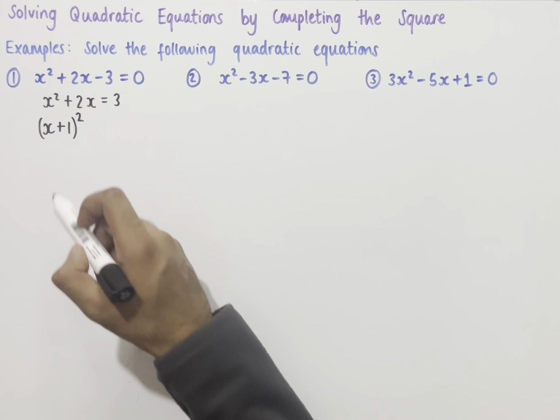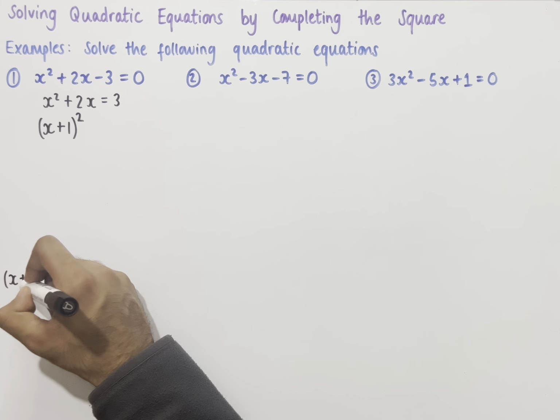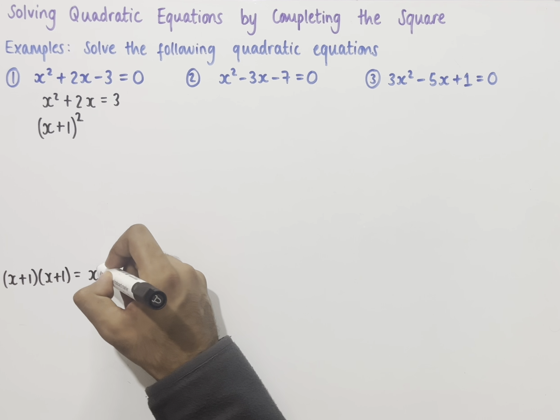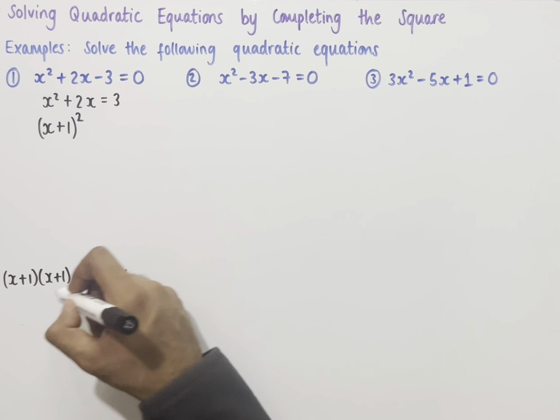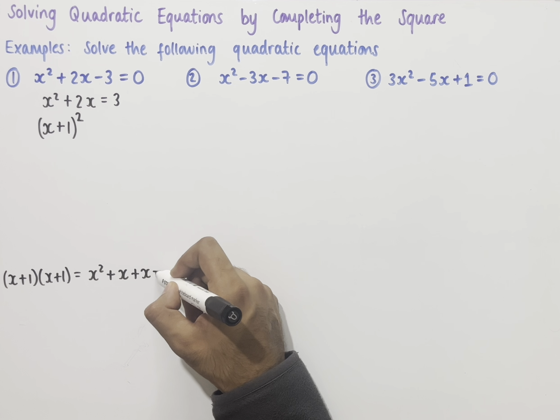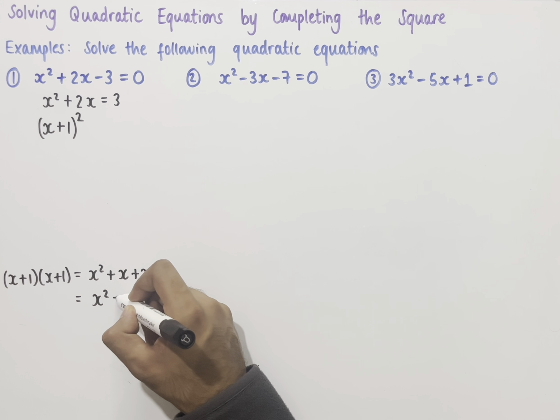Now, if we were to expand this bracket out, so x plus 1 times x plus 1, we would get the following. x times x, which equals x squared, x times 1, which equals x, 1 times x, which equals x, and then 1 times 1, which equals 1. And so collecting like terms, we would end up with x squared plus 2x plus 1.